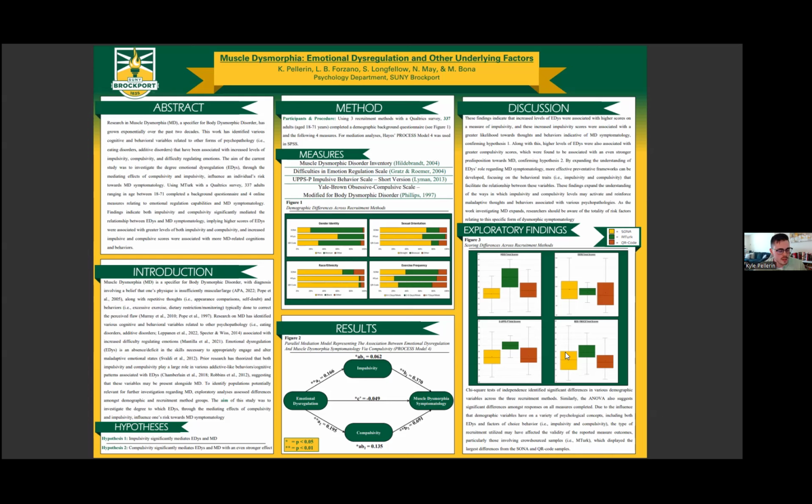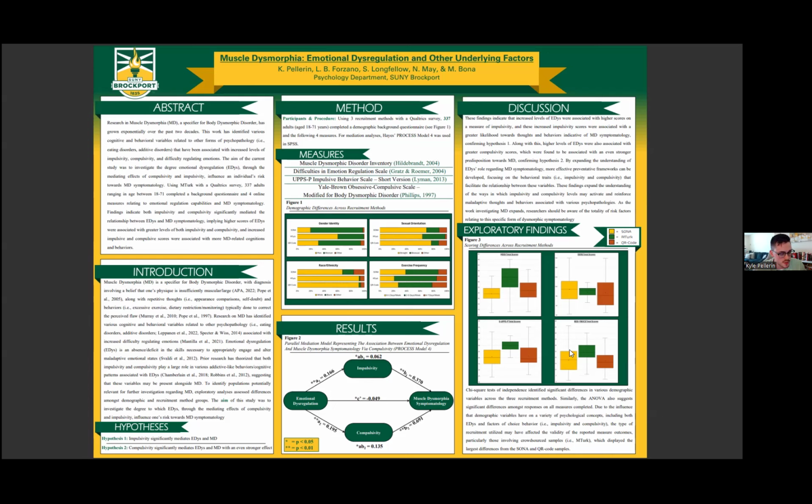Research on muscle dysmorphia has identified various cognitive and behavioral variables that are related to other forms of psychopathology, such as eating disorders and addictive disorders, both of which are associated with increased difficulty in regulating one's emotions. Emotional dysregulation is an absence or a deficit in the skills necessary to appropriately engage and alter negative emotional states. Prior research has theorized that both impulsivity, which is the tendency to make risky choices, and compulsivity, which involves repetitive behaviors done despite known consequences, play a large role in a variety of behaviors and thought patterns associated with emotional dysregulation.